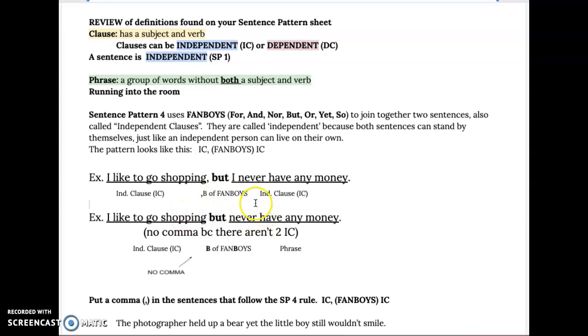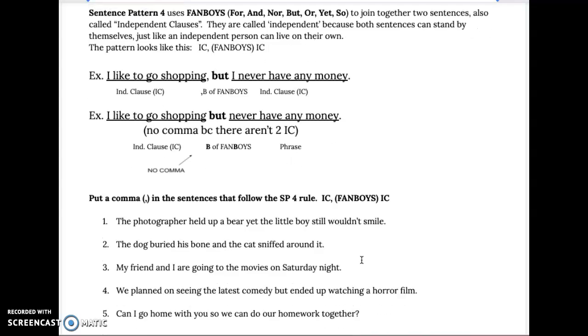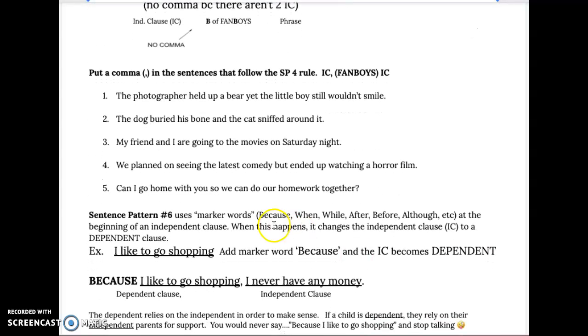So let's go over the rule. The rule for pattern 4 is if you have a sentence and a sentence joined by one of the fanboys, you must put a comma. If you don't have two sentences, but you are using a fanboy, then you don't put a comma. So here's that example for you. Let's take a look right here. Let's do a couple of these together. Let's test it. Here's how I test it.